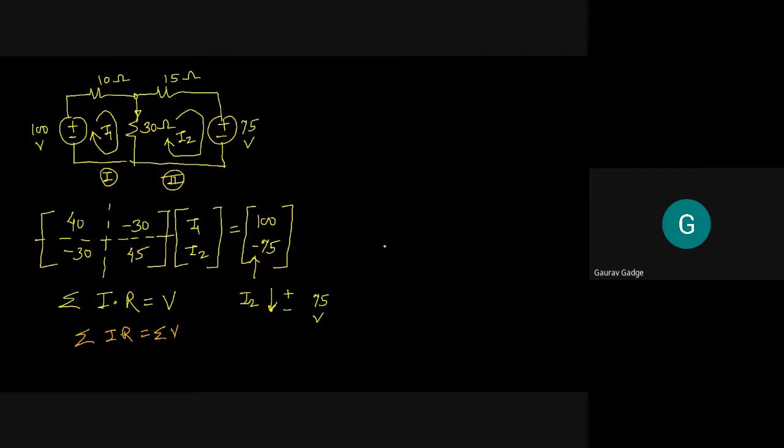Now, how to write the nodal equation? If I just generalize these resistances, say this is R1, this is R2, this is R3. Then what you wrote is R1 plus R3. You wrote this as minus R3. You wrote this as minus R3. You wrote this as R2 plus R3. Okay, you did this. Now what do you have to do in nodal? See, this nodal will give you the same answer.